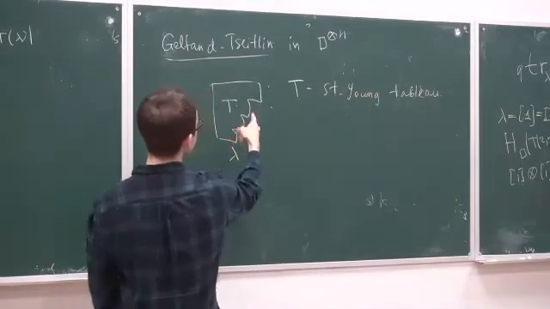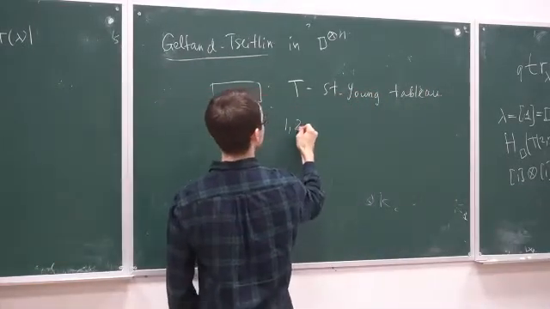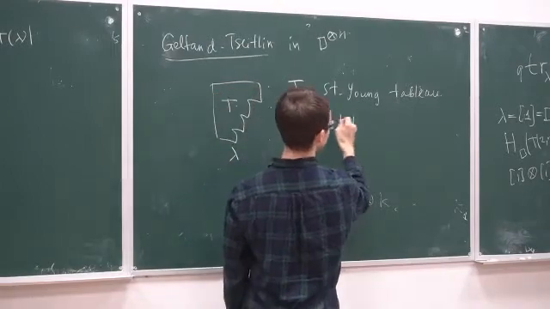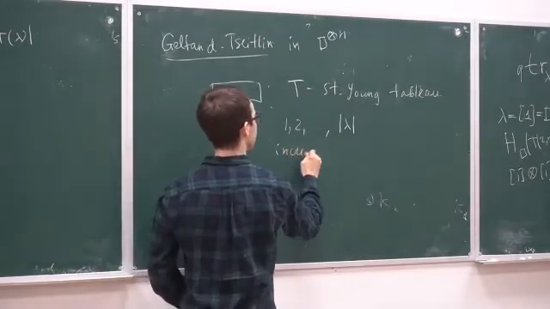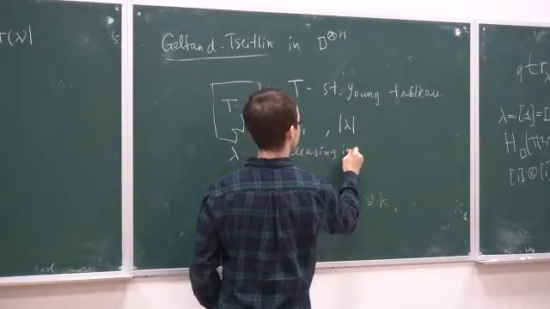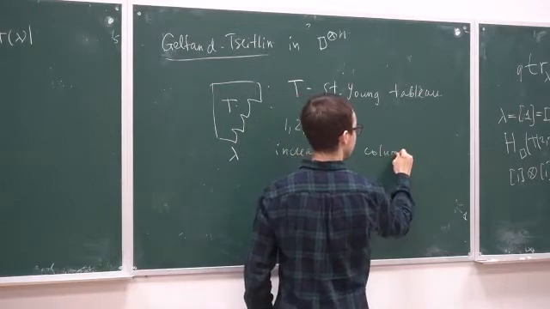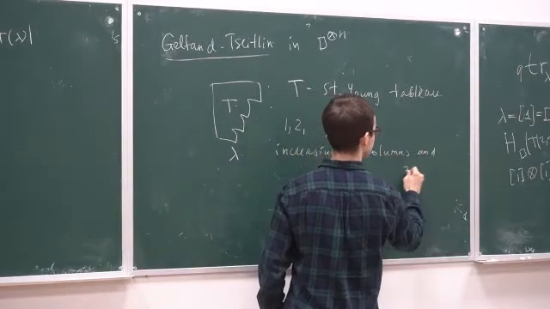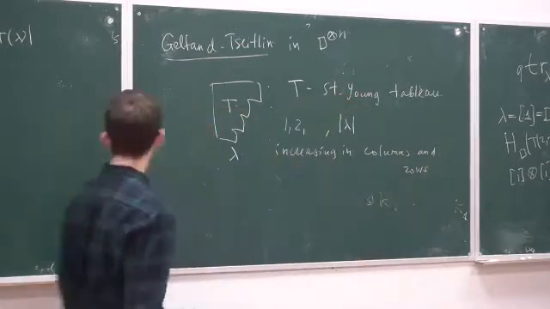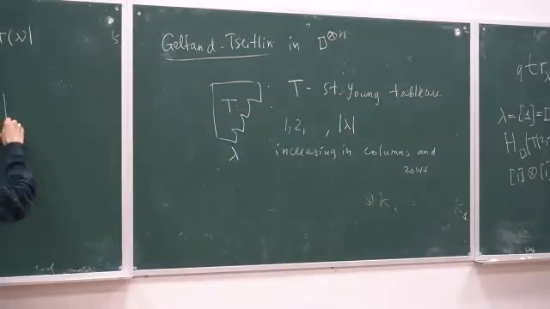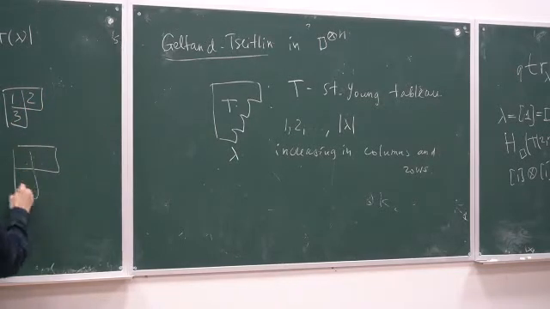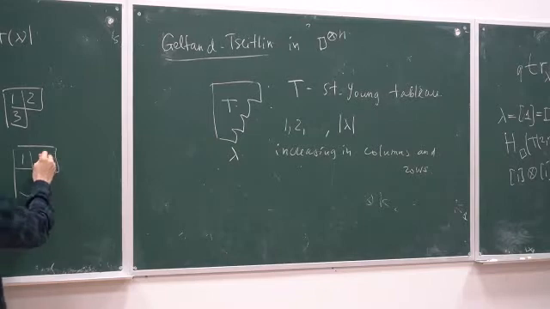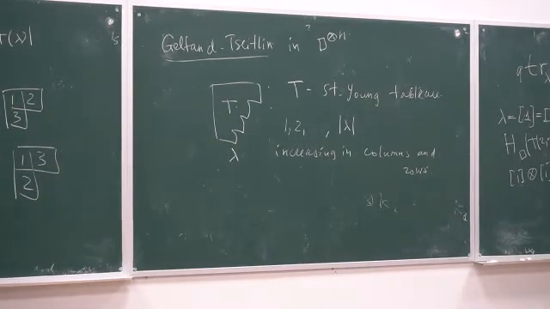A standard Young tableau is a filling of the diagram by numbers from 1 to the total number of boxes in lambda, so that it is increasing in columns and rows. So, for example, for this diagram, we have two standard Young tableaux. This, and this. The slightly more twisted is this one.